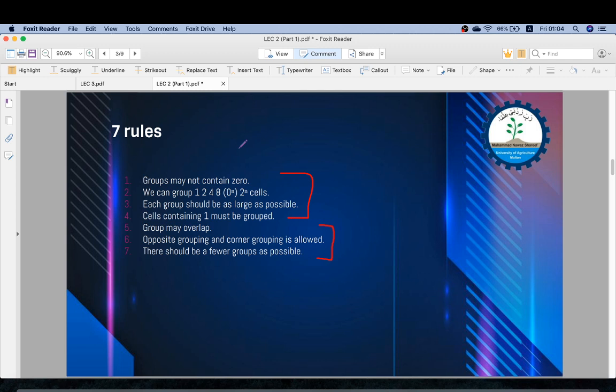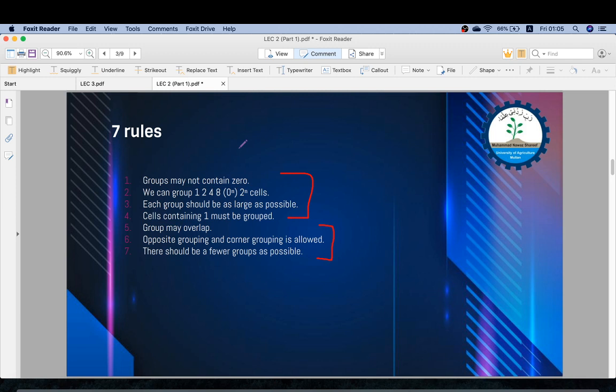Whatever equation we are taking in this lecture is as per SOP form. If students have some confusion about SOP or POS form, you can go back and study our online lecture 2 before our vacations, in which we studied SOP and POS. So here we will take SOP form. Groups may not contain 0, only we will take 1. We can group 1, 2, 4 and n number of cells. You know the number of cells in the K-map, so we can group them. How we will group them we will learn in this lecture.